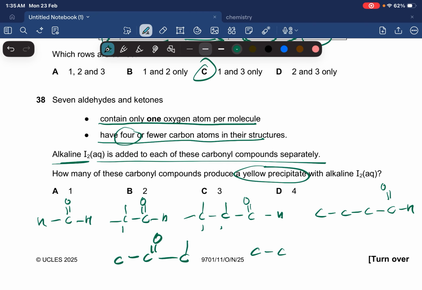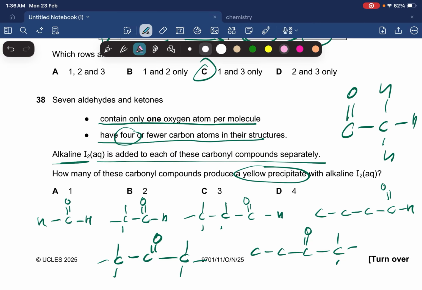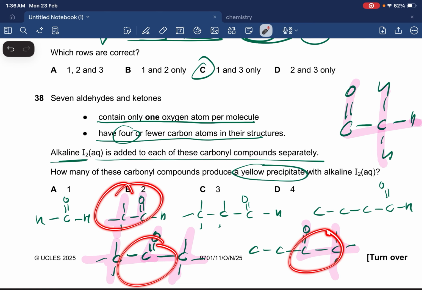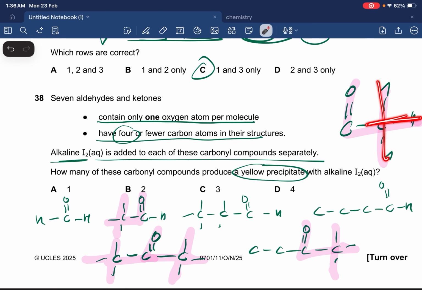Now out of them, how many are going to react with alkaline I2? The structures that have C double bond O, CH3 are going to react. So we are looking for this group. In the first one, I cannot see this group. In the second one, I can see this. In the third one, I cannot see it. In the fourth one, I cannot see it. In the fifth one, I can see it on both sides. In the sixth one, I can also see it. So there are in total 3 structures that are going to give me a precipitate. You might think about the ones with carbon attached to 2 hydrogens, but we need carbon with 3 hydrogens on the other side. So there are only going to be 3 structures.